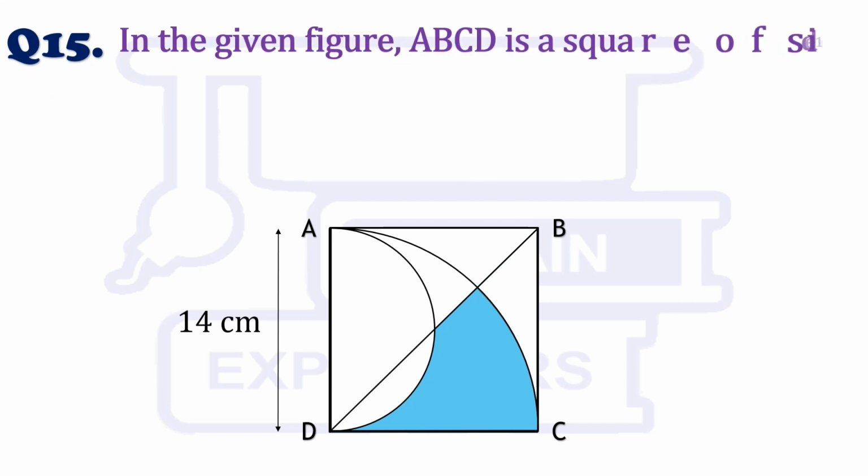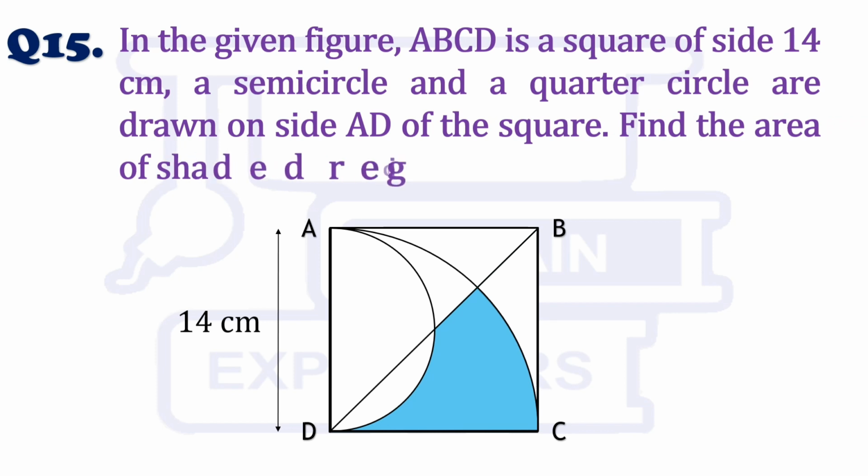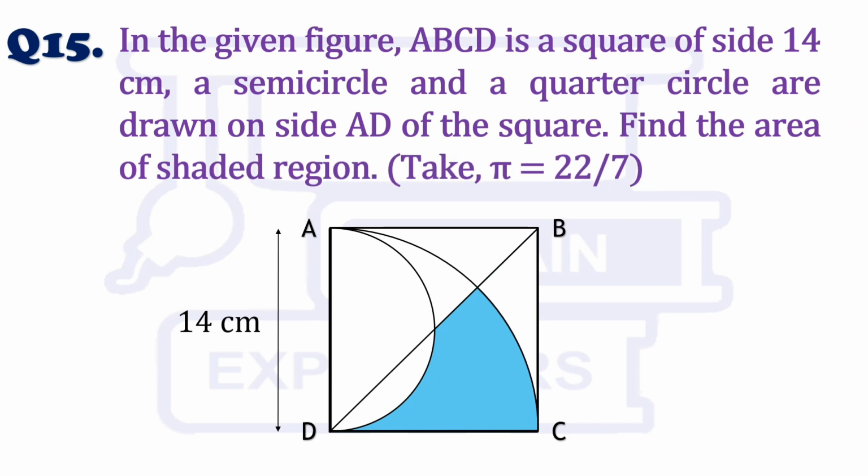In the given figure, ABCD is a square of side 14 centimeters. A semicircle and a quarter circle are drawn on side AD of the square. Find the area of the shaded region.